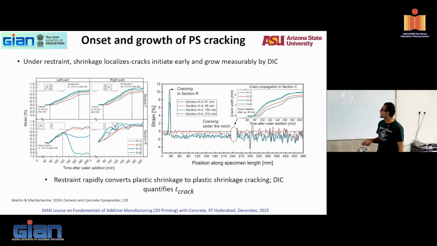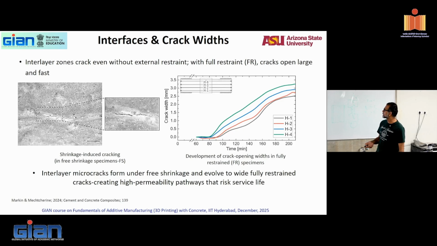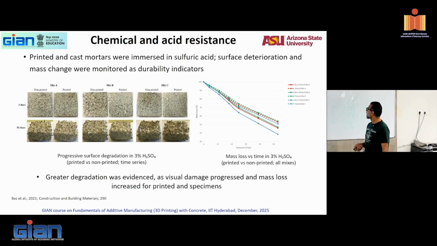Several different ways of doing it. Growth of cracking: when will you see cracking along the length of the specimen? Restraint-based ideas, very similar concepts that we talk about, right? Where do interlayer zones crack even without bigger external restraint? Cracks will open faster because the zones are anyway weaker zones. They have very low mechanical property, therefore they will crack much faster.